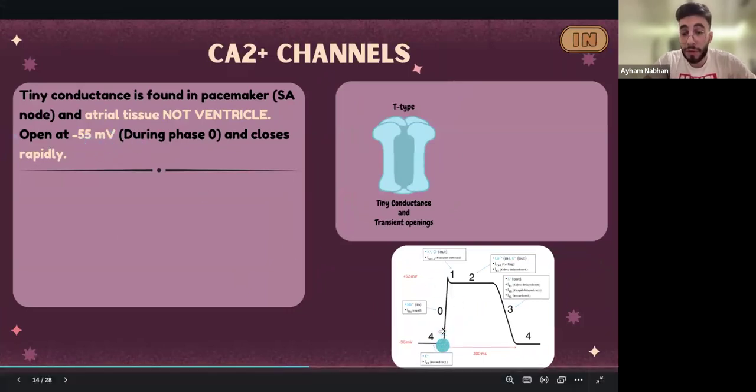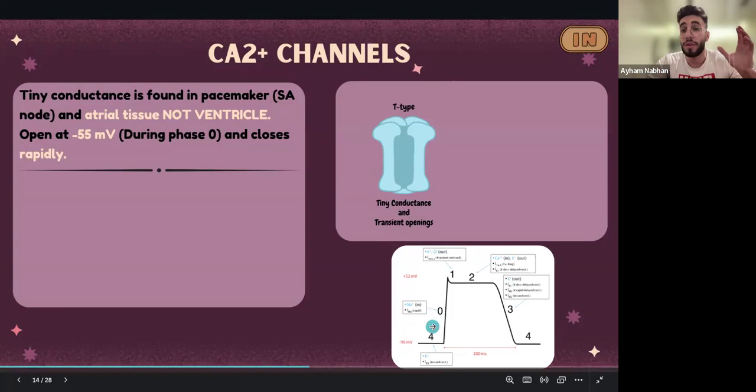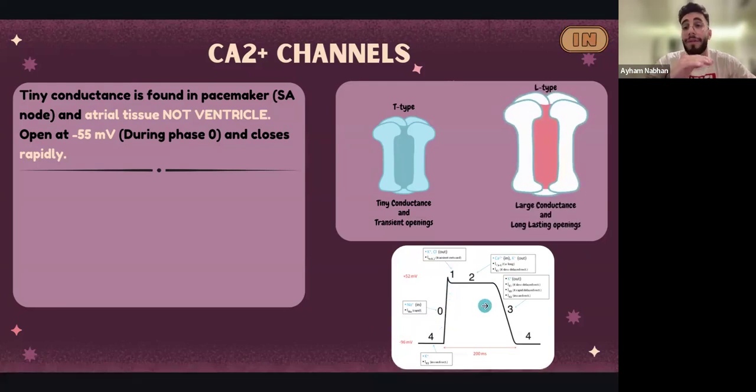So when the cell membrane goes through the upstroke and the membrane potential reaches -55, the tiny conductance calcium channels would open. Why do they open? They actually facilitate the depolarization of the cell membrane. Of course, depolarization is mainly by sodium channels, as we said. So they facilitate sodium channels to do depolarization. Then they close at a membrane potential of -40.